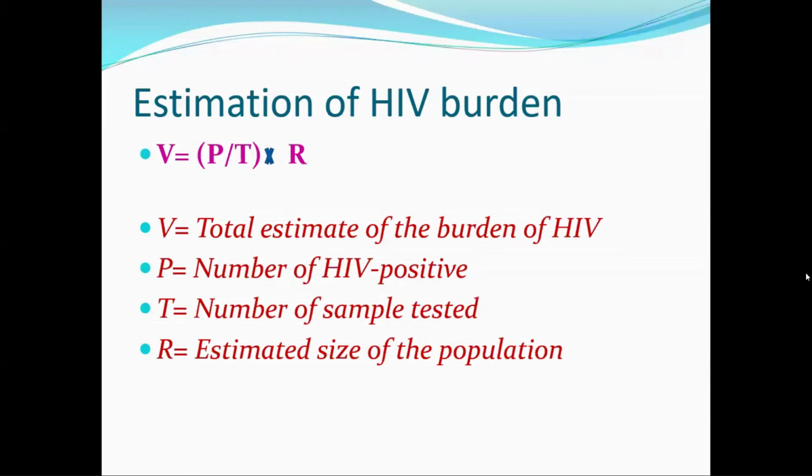10,000. Among them, we test 1,000. For example, we test 1,000. So that is the T. And among 1,000, the test result is positive around 10. Okay, 10 HIV positive, 1,000 is the sample tested, and R, that is 10,000, is the estimated size of the population. So 10 upon 1,000 into 10,000. This is the example. So this is the estimation of HIV burden.